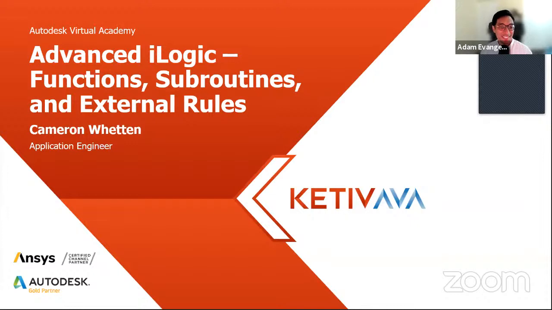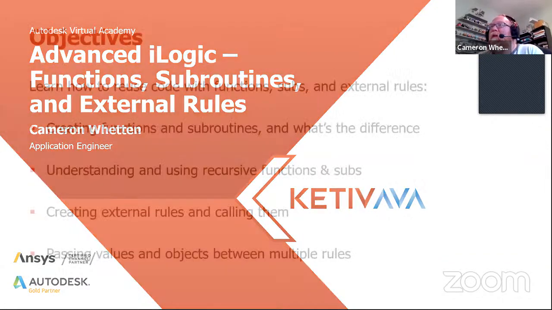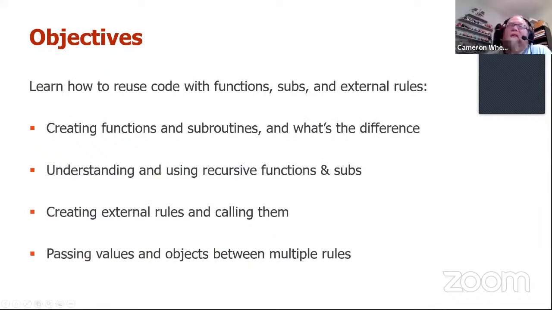But what do you got for us today, Cameron? What are we going to be talking about? All right. So today we are going to introduce some more advanced iLogic tools that will hopefully open the doors to making your code more modular and reusable. Specifically, we're going to be talking about learning how to create functions and subroutines, two tools that are part of the Visual Basic .NET framework. We'll show you what those are all about, how to create them, and what the difference is between a function and a subroutine.